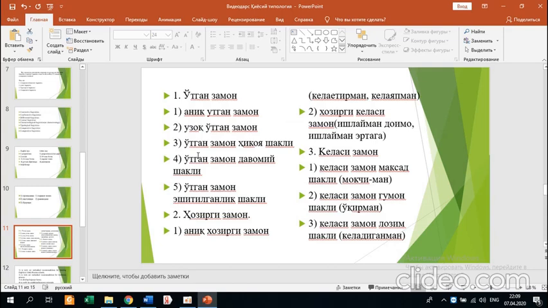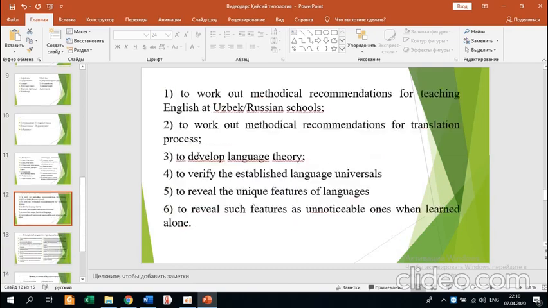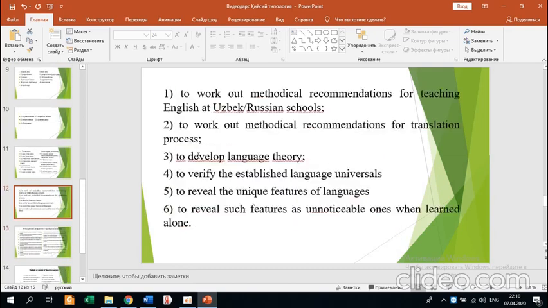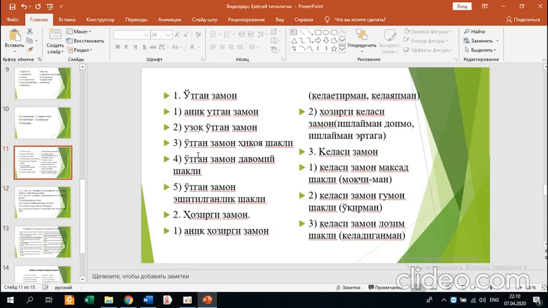O'tgan zaman is divided into 5. They are aniq o'tgan zaman, uzoq o'tgan zaman, hikoya shakli, o'tgan zaman davomiy shakli, o'tgan zaman eshitilganlik shakli. Hozirgi zaman is divided into 2. Aniq hozirgi zaman like kelayotirman, kelyapman, or hozirgi kelasi zaman like ishlayapman, yoki doim ishlayman, ertaga ishlayman. And kelasi zaman is divided into 3. Kelasi zaman maqsad shakli like moqchiman, kelasi zaman gumon shakli o'qirman, kelasi zaman lozim shakli keladigan.